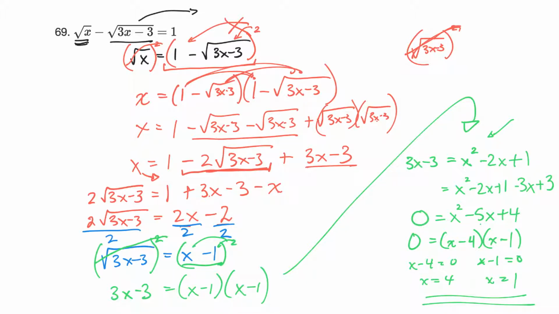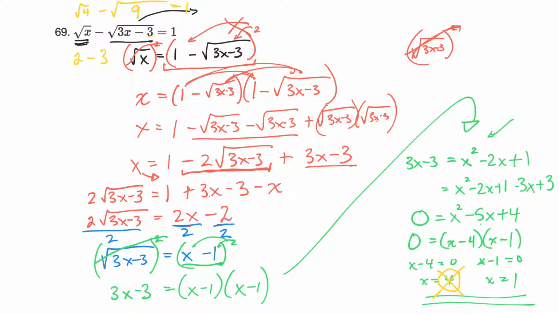Let's go yellow. Okay, so let's try the 4. So I'm going to put a 4 in there, so it'll be root of 4 minus root of 3 times 4 is 12, minus 3 is 9, and is that equal to 1? Okay, square root of 4 is 2. I'll just go down here. Minus square root of 9 is 3. And is 2 take away 3 equal to 1? No, it's negative 1. Oh, yeah, so that one's wrong.